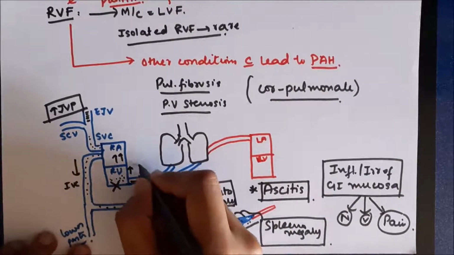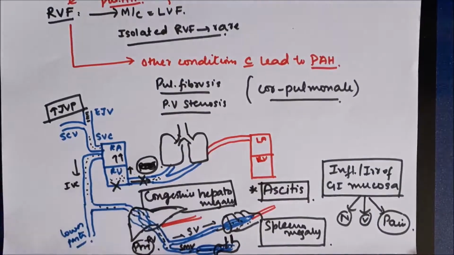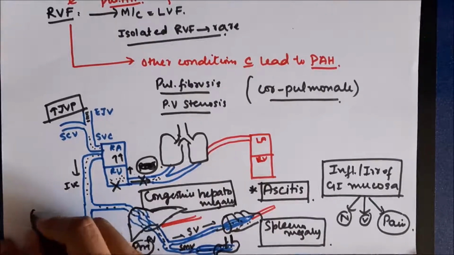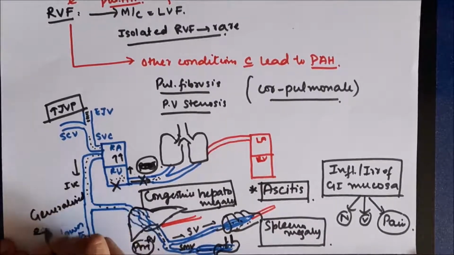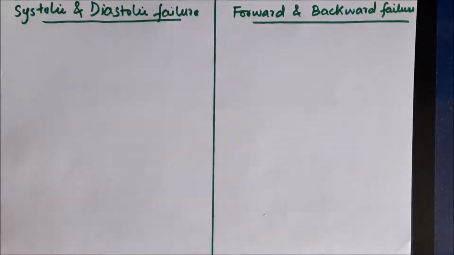So there will also be increase in pressure in the portal vein, that will result in portal hypertension. So these are some common, and there will also be generalized edema, which will be more prominent in the lower part of the body. So these are all the complications due to right ventricular failure or due to cor pulmonale, and this is the main right ventricular failure.